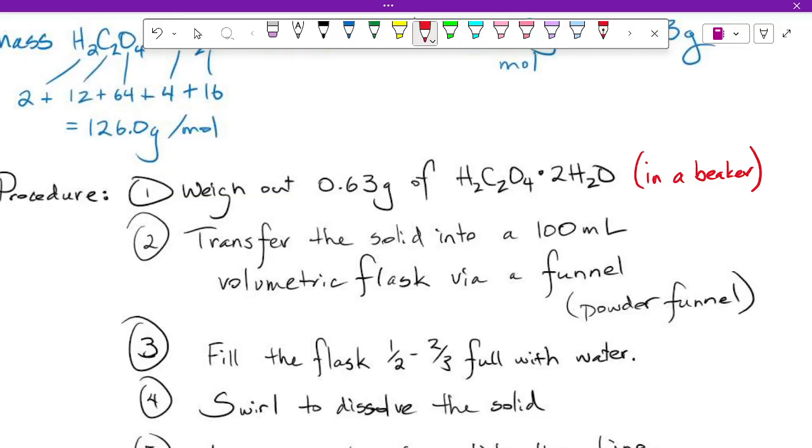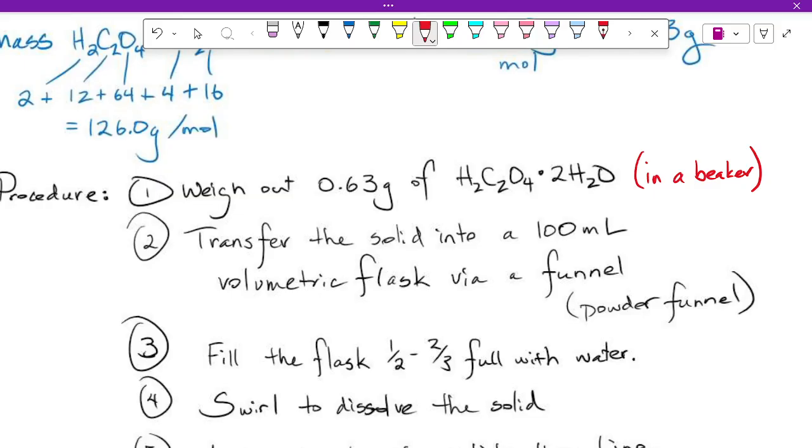Do I just pour the water out? No, what do I have to do? I have to start over. Too bad, so sad. My solution is now ruined because I don't know what the concentration is anymore. I have some random volume.